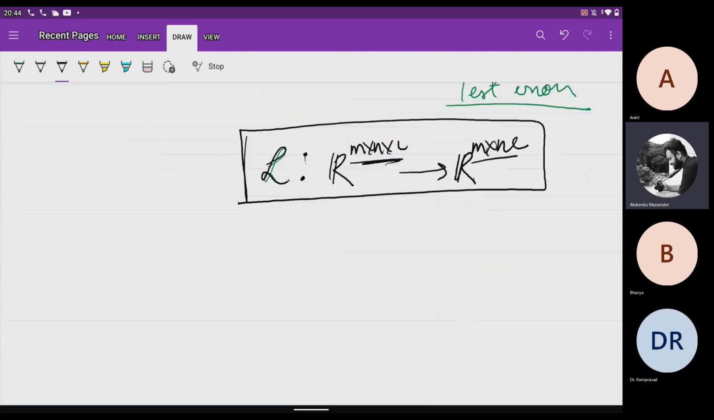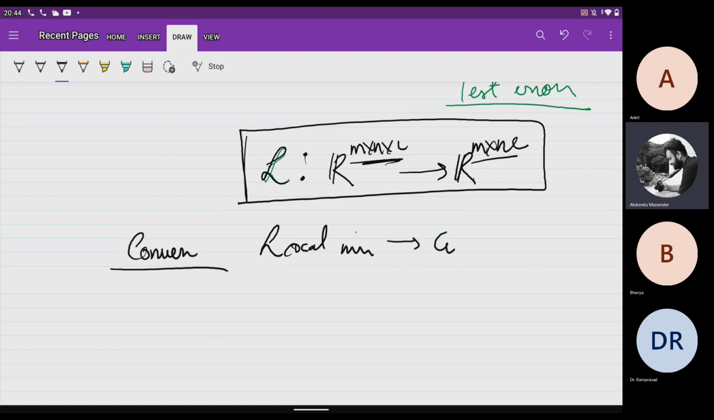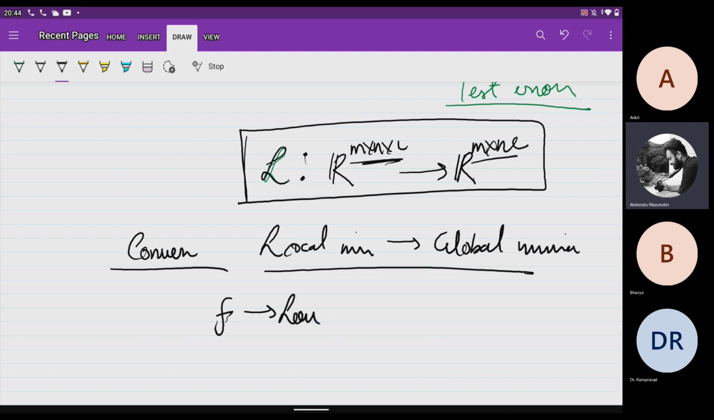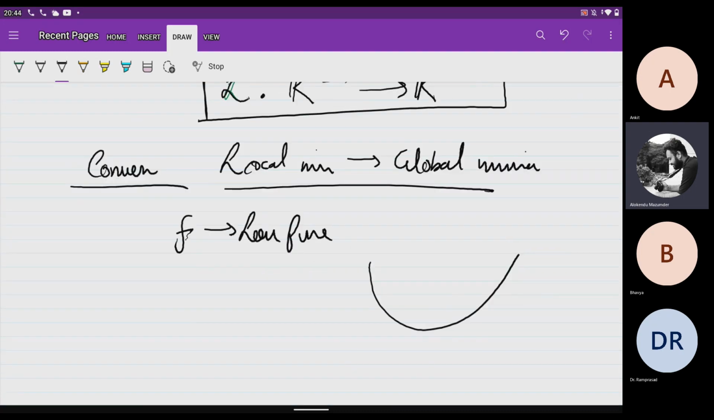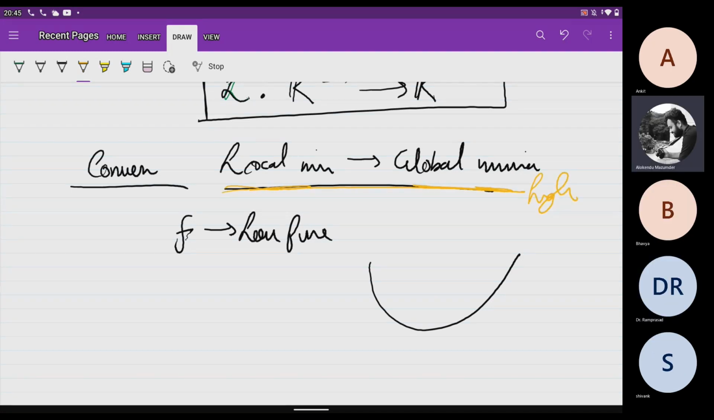But the thing is, for a convex function, you know that whatever is a local minima, that's the global minima. If you get hold of a convex function as a loss function, so let's say f is a loss function, it will be a nice loss function like this. When I say that in convex functions every local minima is a global minima, it's valid for high dimension also. So it's a very general statement. Even in high dimension, if you start with some point, you are eventually going to converge to a global minima, and you will get a good solution.